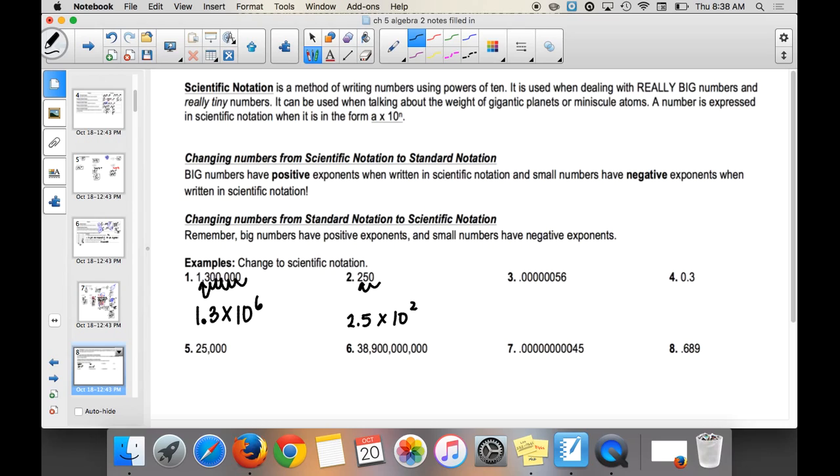Okay, this next one is a tiny little decimal, so we have to move it. We're going to move it so that we have 5.6. Right, we want that number between 1 and 9.999, right? We want one number before the decimal point. So we're going to move it over 1, 2, 3, 4, 5, 6, 7. So it's going to be 5.6, and it's a tiny little decimal number. So we say times 10 to the negative 7, like that. It's a negative exponent. Remember, negative exponents do not mean that the number is negative, right? It just means that it's a tiny little number.